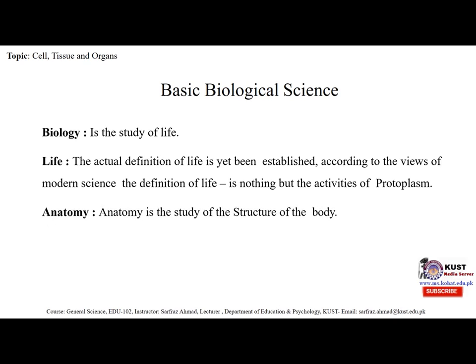Then the next term is anatomy. What is anatomy? This is the study of the structure of the body. Anatomy is basically the identification and description of the structure of living things. It is a branch of biology and medicine, and the study of anatomy goes back over 2000 years to the ancient Greeks. It can be divided into three broad areas: human anatomy, zootomy, or animal anatomy, and phytotomy, which is plant anatomy.